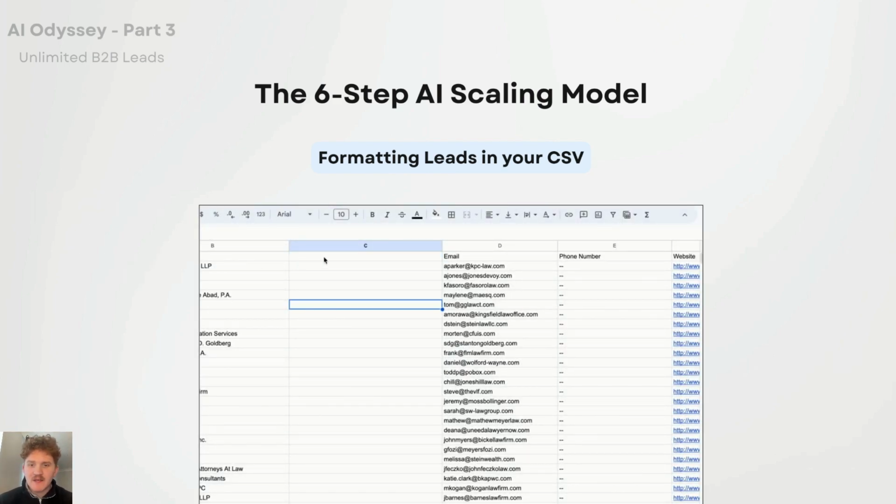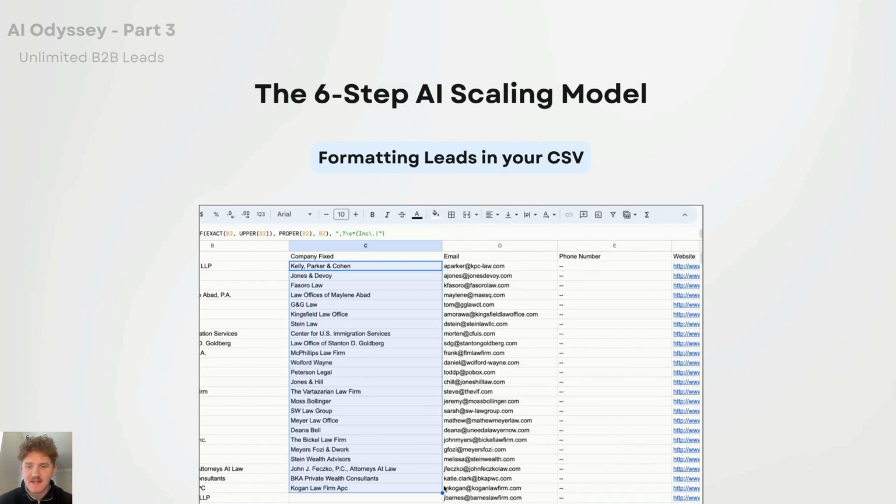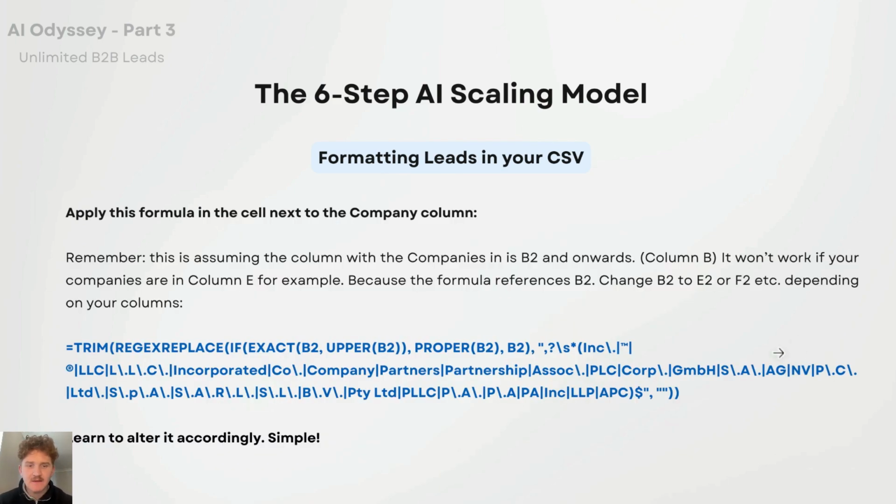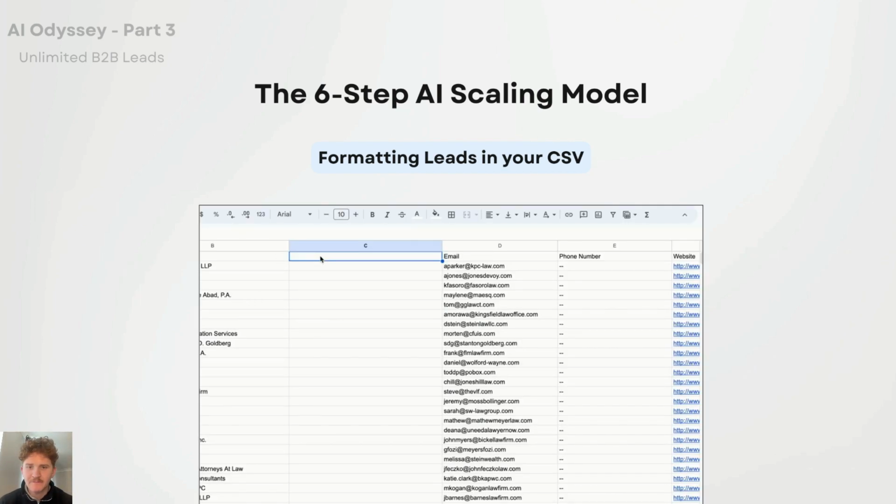Just going to show you a quick demo here. So all of my company names are in B. I'm going to name this column company fixed, and I'm going to paste my formula, and you'll see that it's started formatting them already and removing PA, BA, LLC, etc. Now you'll see at the bottom that Kogan law firm, APC, there's still APC in there, right? Which is a problem. I'm going to go back and add APC into my formula. And it's as simple as that. And that's how you can obviously build this formula up to clean as many leads as possible. And there's the tutorial again.